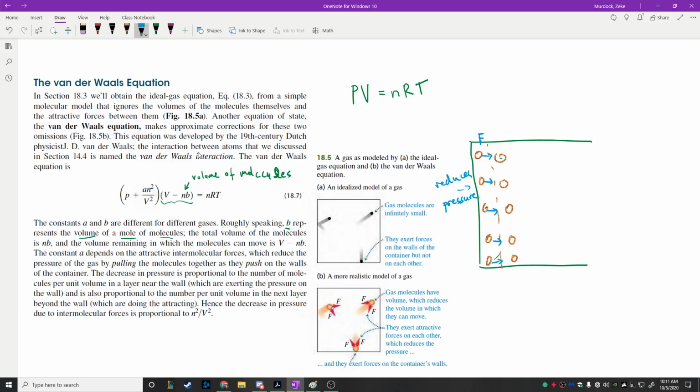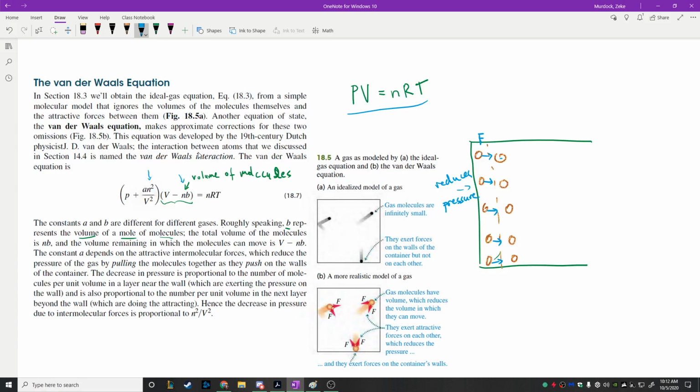So hopefully you can see that when these quantities here and here are small, you get this equation back. If you can assume that n over v is really small and the volume of the molecules is really small, you get the ideal gas law back. But otherwise you would use this equation, which is called the van der Waals equation. Okay, anyone have any questions about that?